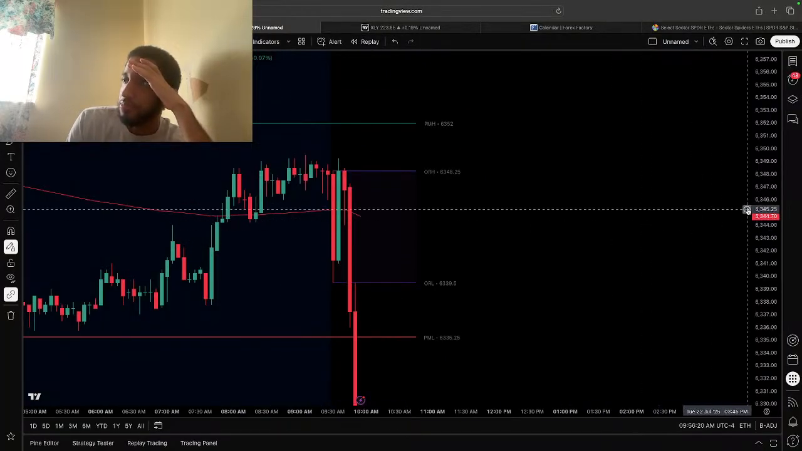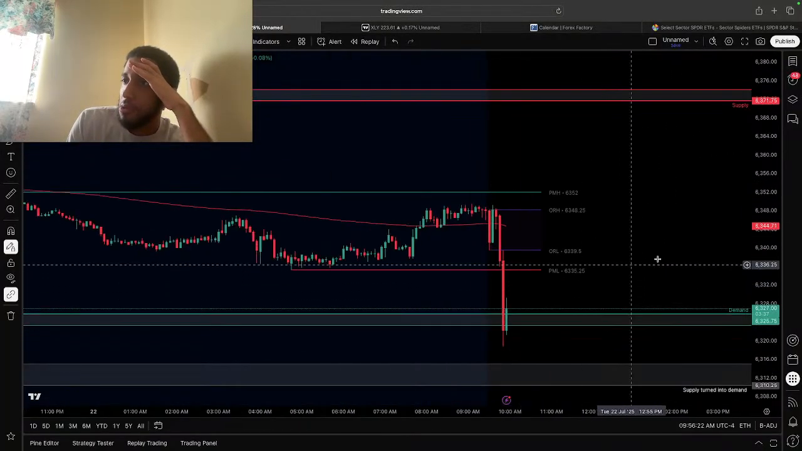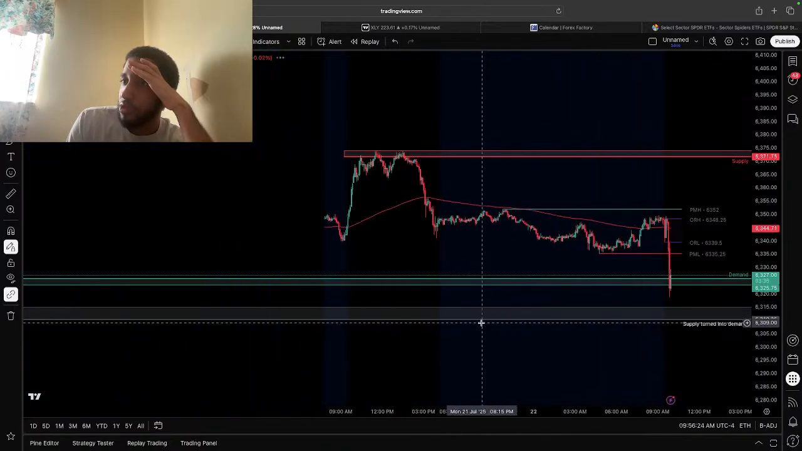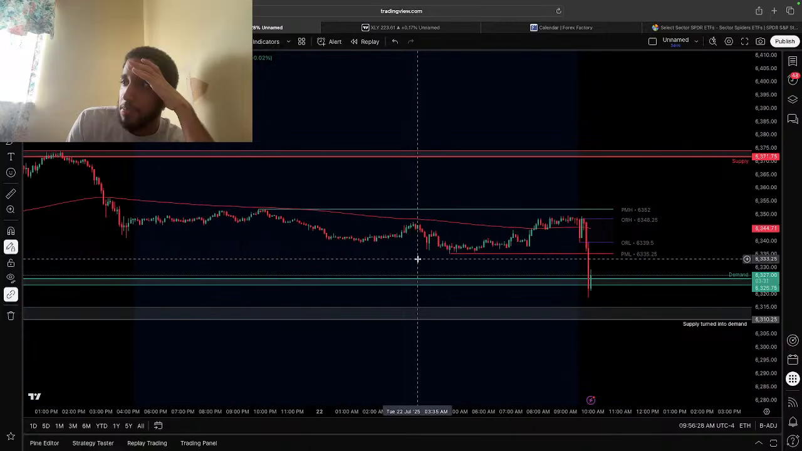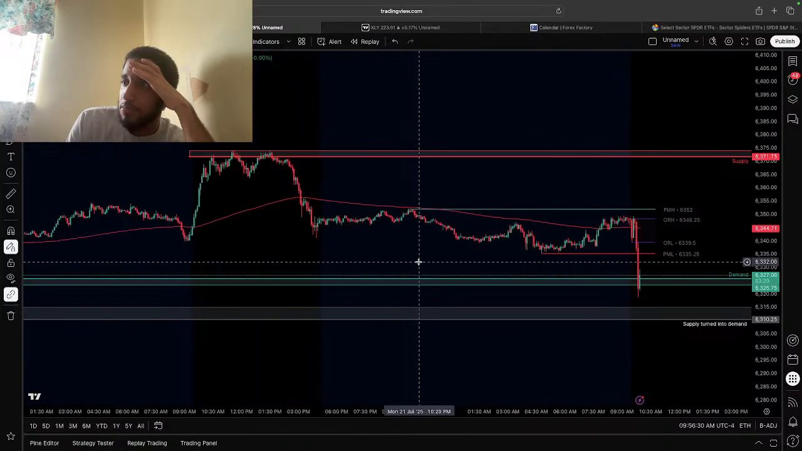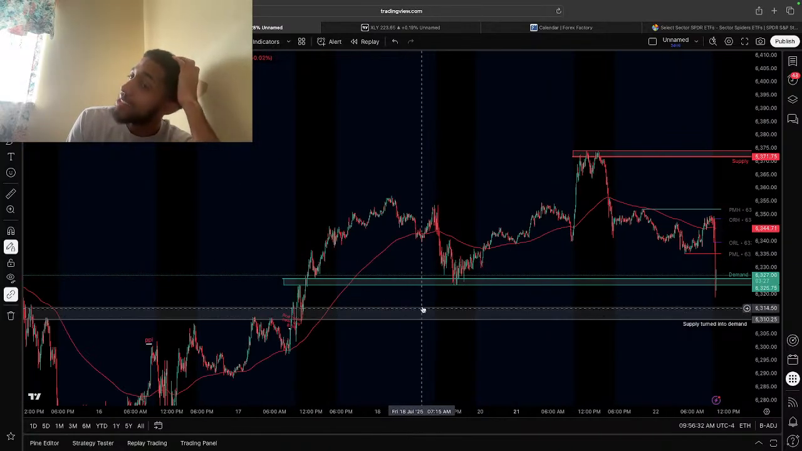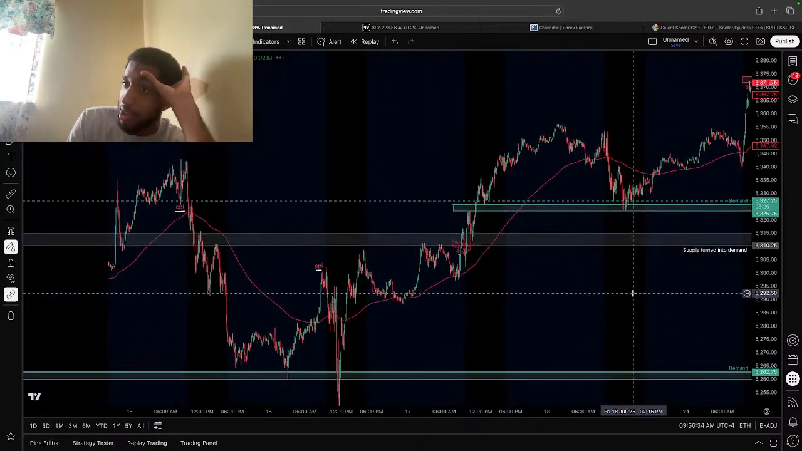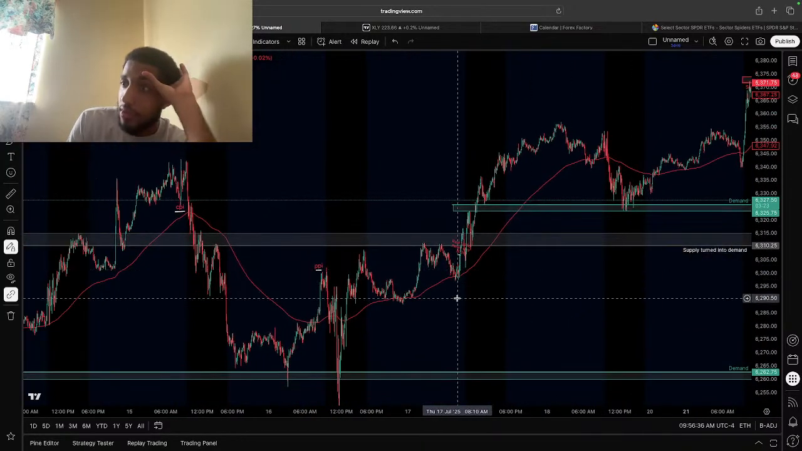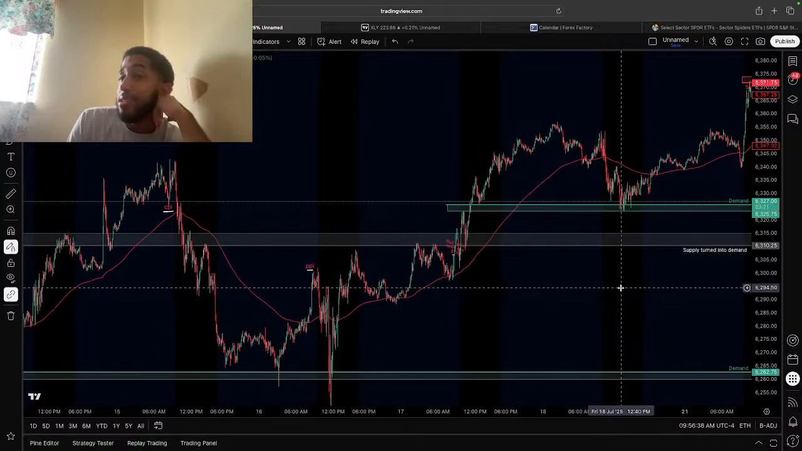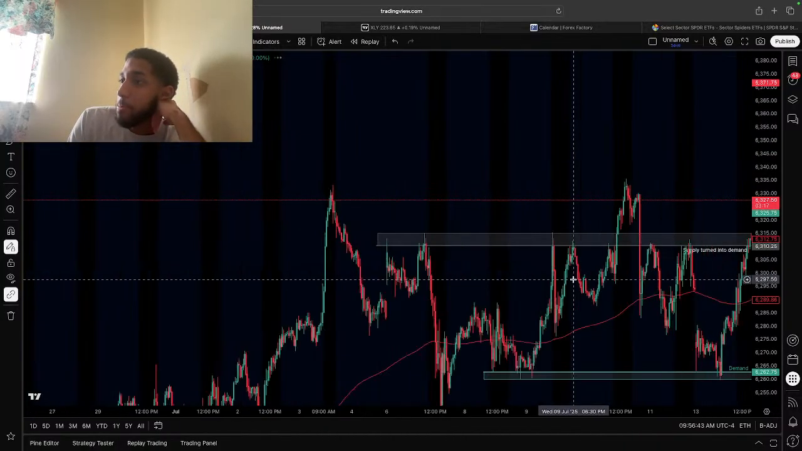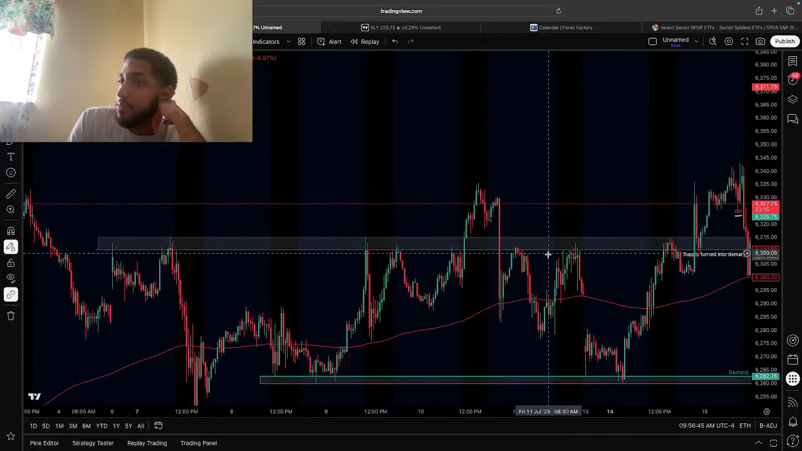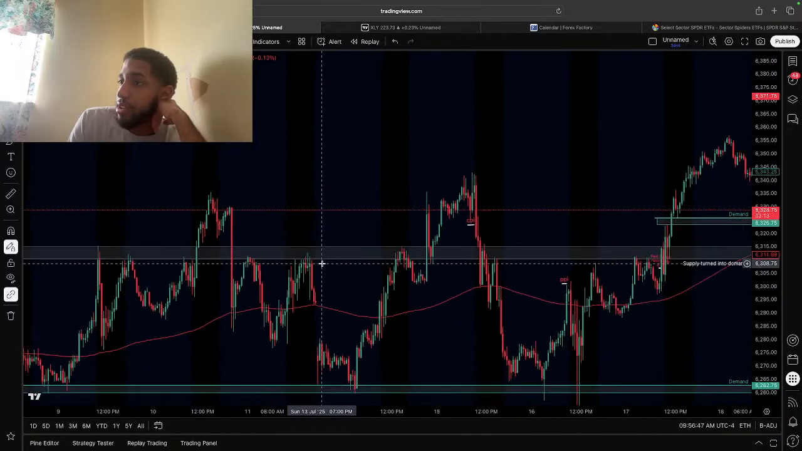Look at this. Right to demand zone right now. Boom, boom, boom. I would say the best optimal entry right now, the best place to possibly go long from, would be right here.